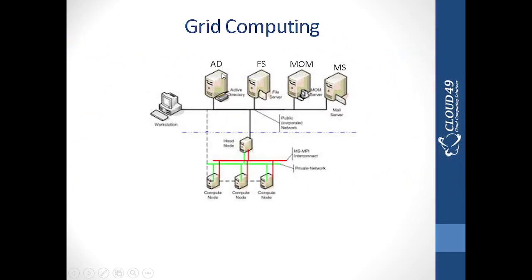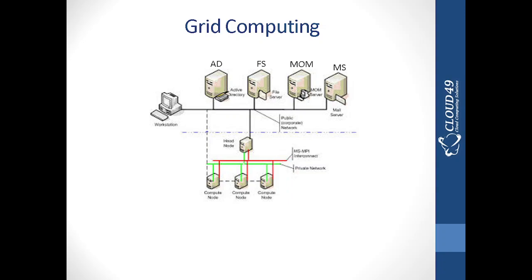Here you can see one is the Active Directory server, file server. Here we have the mom server, MS server, and mail server. These are basically the servers, and they are working like a single server. So this type of computing we call grid computing.